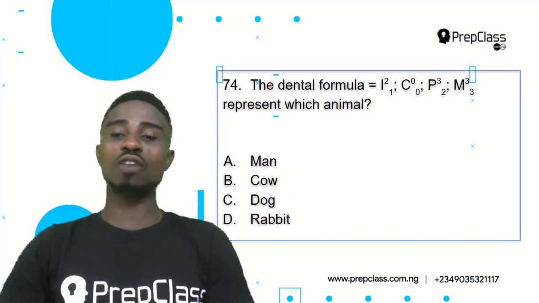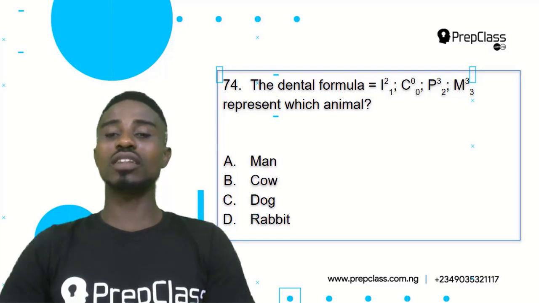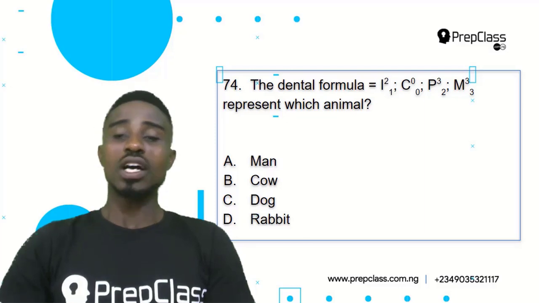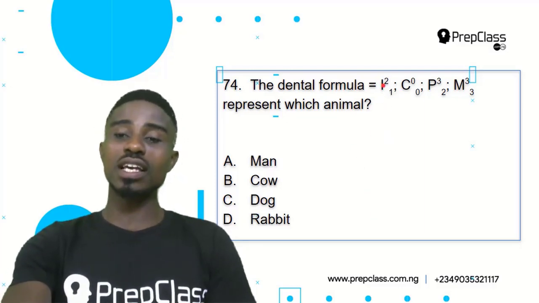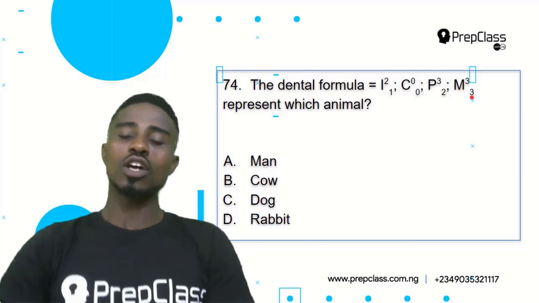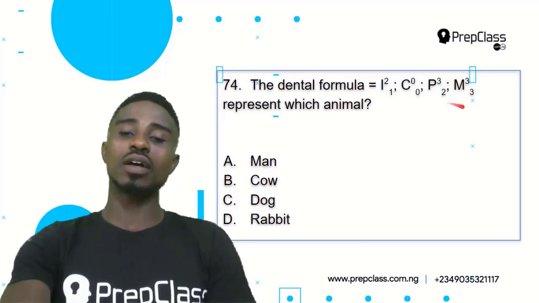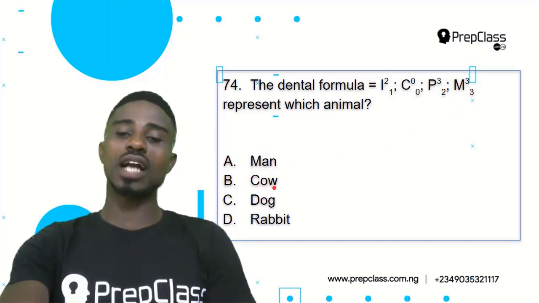Question 74, the dental formula I 2/1, C 0/0, P 3/2, M 3/3 represents which animal? Now, what this basically represents is incisor, upper jaw 2, lower jaw 1, canine, upper jaw none, lower jaw none, premolar, upper jaw 3, lower jaw 2, molar, upper jaw 3, lower jaw 3. So which animal has this dental formula? A, man, B, cow, C, dog, D, rabbit.